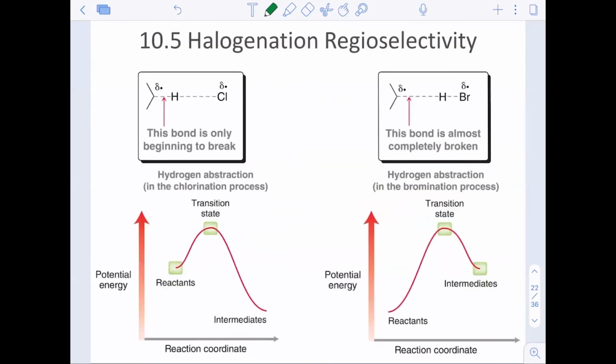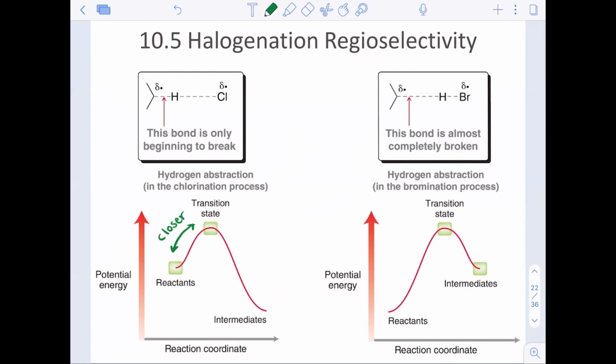In the Hammond postulate, we said whatever molecule, the reactant or the intermediate, whichever one was closer to the transition state is what we want to focus on. So in chlorination, the transition state is closer to the reactants. And so what that means is that the bond of the carbon to the hydrogen is only beginning to break, not really broken yet. The energy cost is not quite there yet. So any hydrogen is valid to be abstracted.